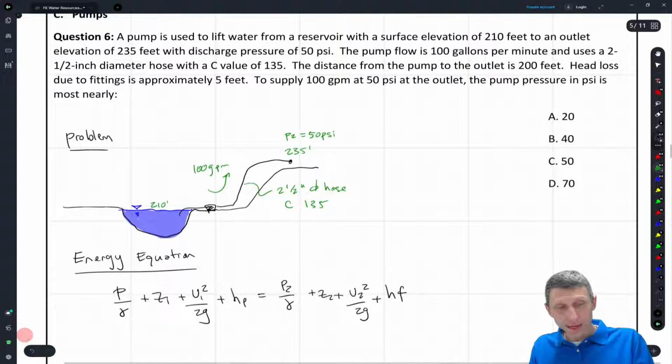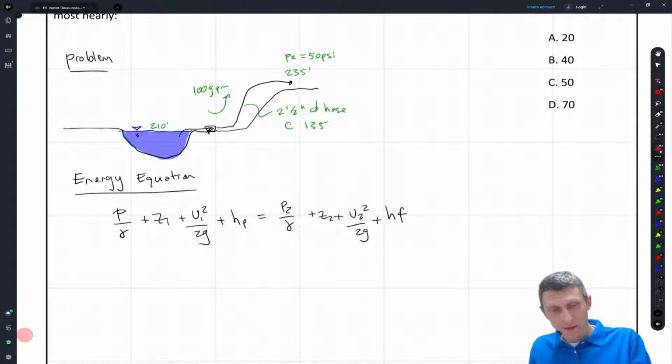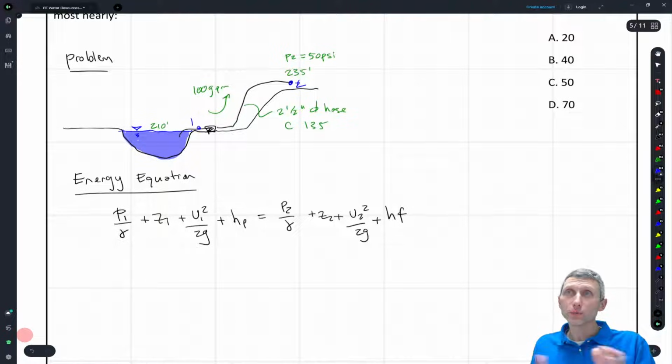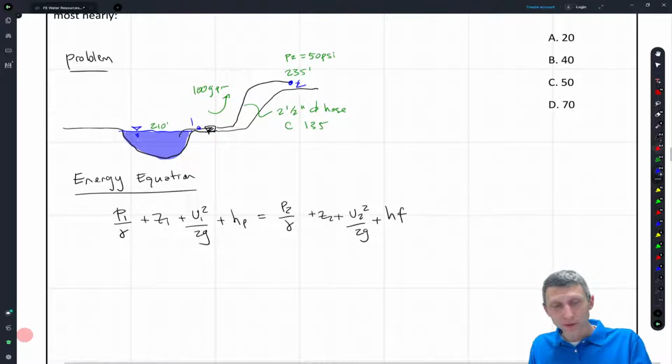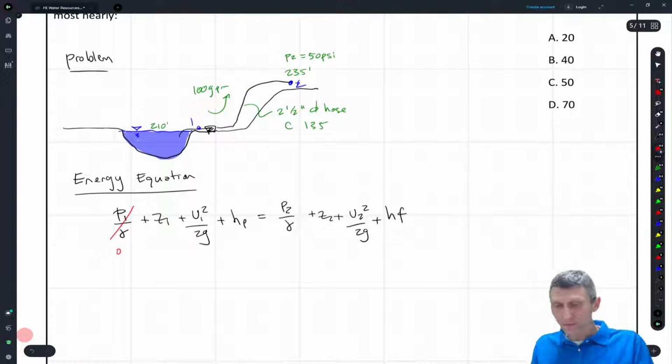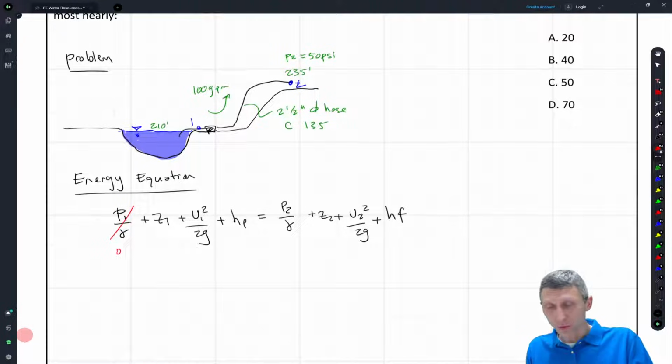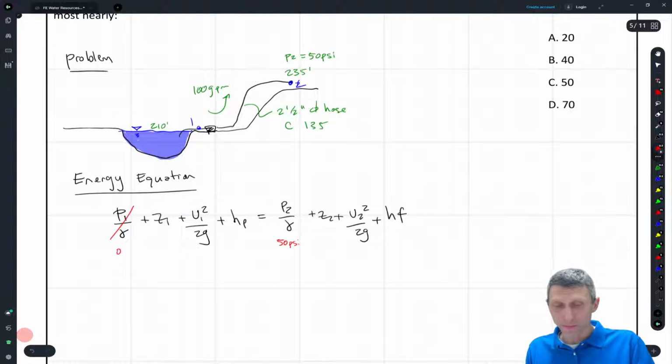What we know is, let's see what we can cross out first. I think I forgot a 1 here. So P1. If this is point 1, down at this level, and this is point 2, we're going from point 1 to point 2, and at P1 we have essentially zero pressure. We're at atmospheric pressure, so I'm going to cross out P1 and call this one 0. For P2, we know we want to be at 50 psi. So we're going to have our 50 psi at P2.